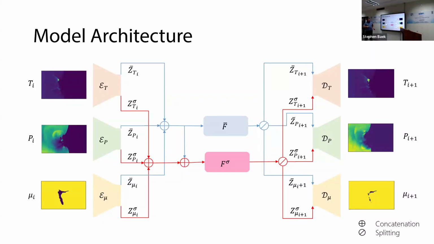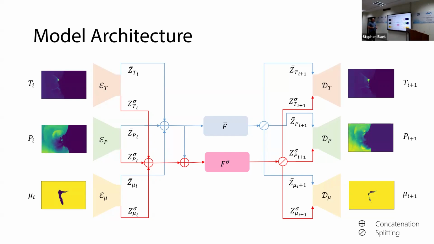All right. So for the training of this model, we have multiple loss functions. First, we want the predicted temperature field, predicted pressure field, and the predicted microstructure field to be as close as possible to the ground truth. So that is the dynamics prediction loss.